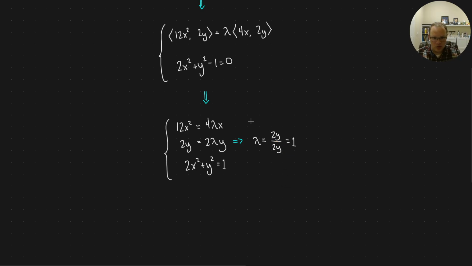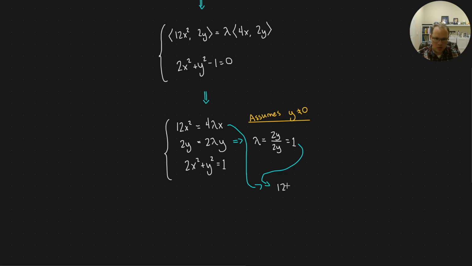Okay? This assumes y is not 0. We're going to have to check what happens if y is 0 later. For now, let's stick with this. So I figured out lambda equals 1. So let's now use that together with my other equation with a lambda in it.